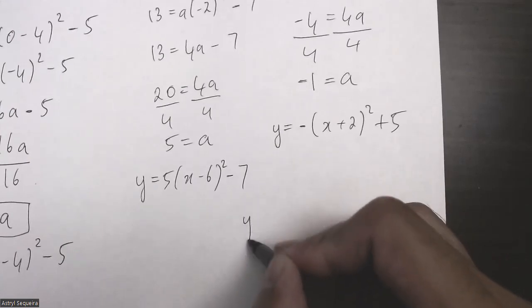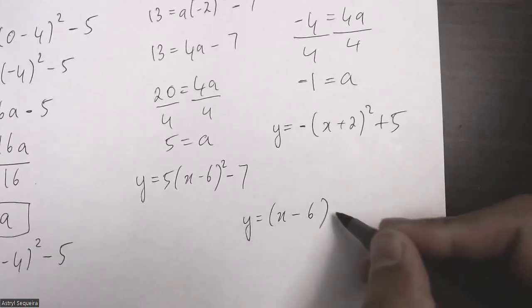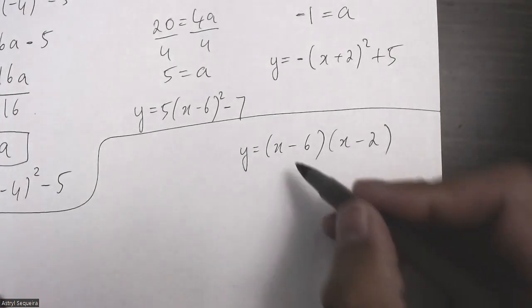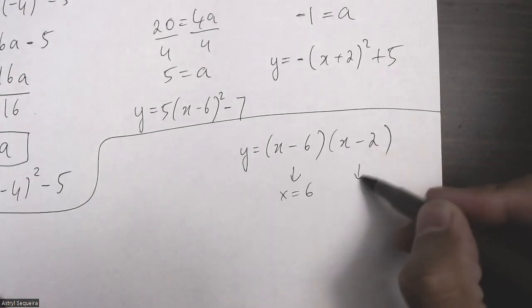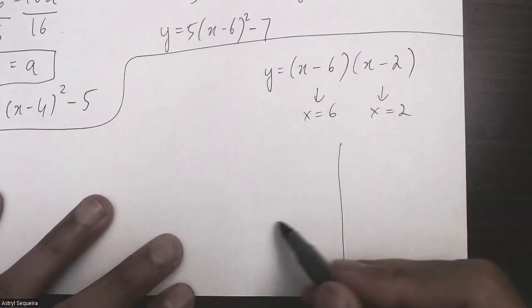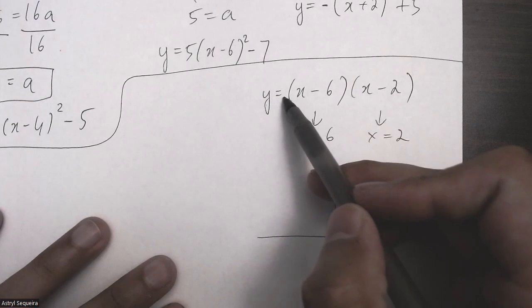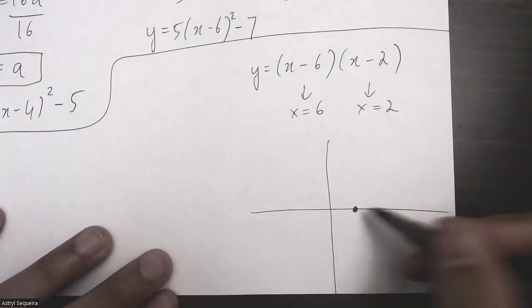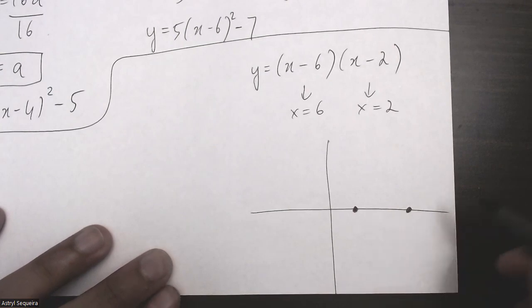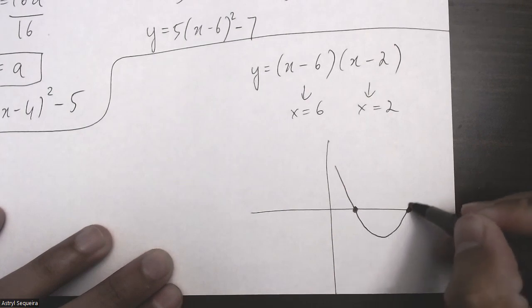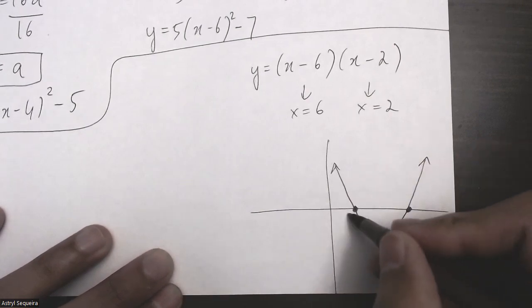Let's start with y equals (x minus 6)(x minus 2). So this is factored form right over here. I can tell that my zeros are x equals 6 and x equals 2. So let's do this sketch really quick. It's also a positive a value out here, which means that it's going to open upwards. So 2, 6, opens upwards. Should look something like this over here.